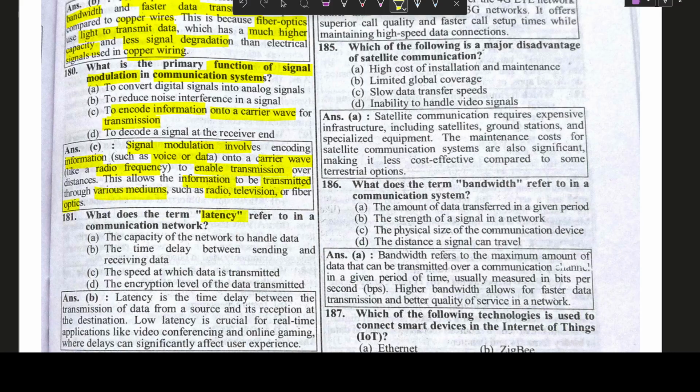What does the term latency refer to? Latency is the time delay between sending and receiving.